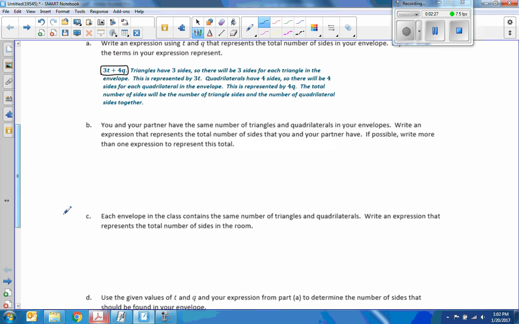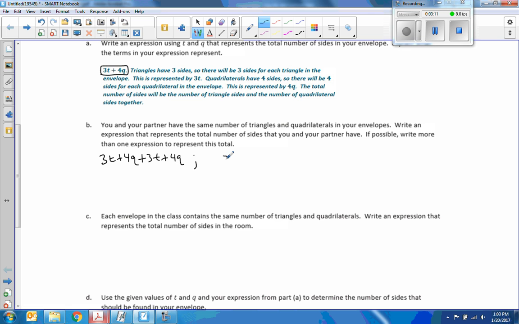You and your partner have the same number of triangles and quadrilaterals in your envelope. Write an expression that represents the total number of sides that you and your partner have. If possible, write more than one expression to represent this total. So if I was partnering up with somebody and I had 3t plus 4q, then I'd put 3t plus 4q for my portion of the expression. Since everybody has the same number of each, my partner would also have 3t plus 4q, so I would just say plus 3t for triangles, plus 4q for quadrilaterals. 3t plus 4q again. Okay, and it says represent it in more than one way.